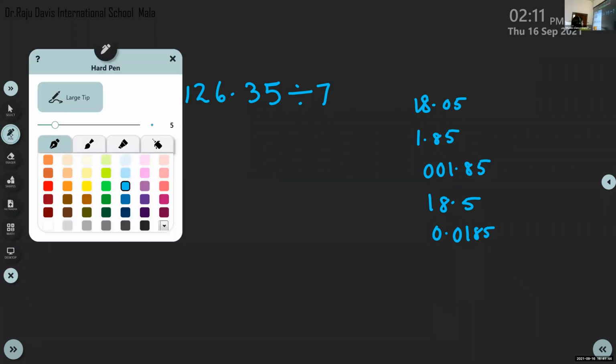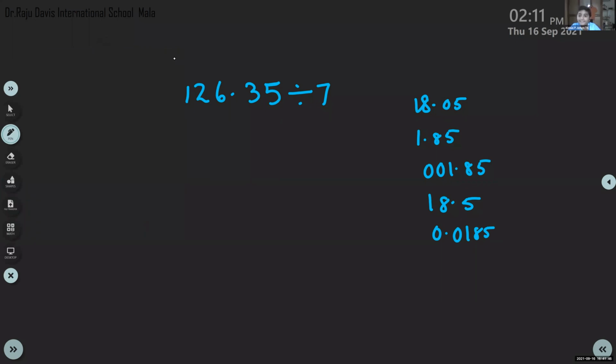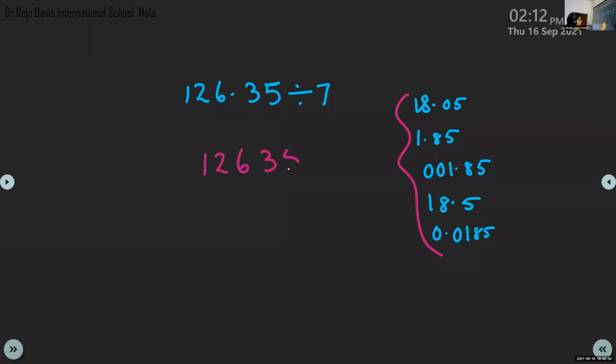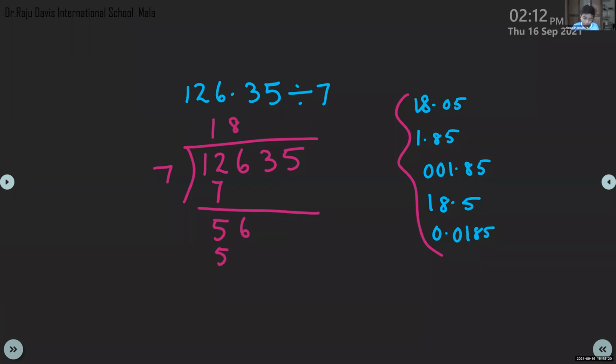But I think it is not clear to you. Some of them, it is not clear. Children, just see what is the answer. Okay, all of you listen. Many of you have gone wrong now. Listen carefully. 1, 2, 6, 3, 5. This is the number divided by 7. 7, how many times in 12? 1 time. 7 ones are 7, then 12 minus 7 is 5. Bring it down, then 56. 7, 8 times is 56. 56 minus 56 is 0.